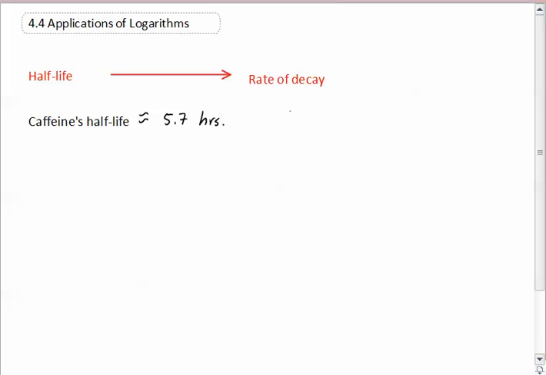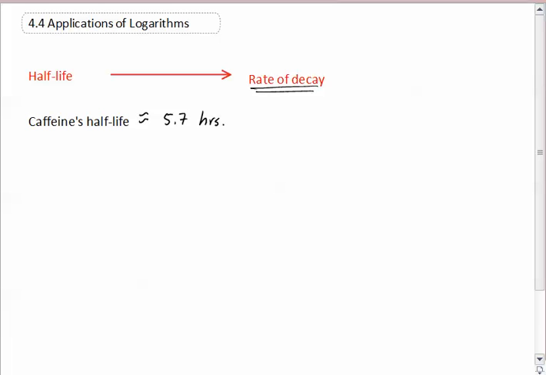So what if I just wanted to ask a simple question like this? How much caffeine is in my system 2.5 hours later? Well, if we get the rate of decay, then it makes it easy to answer those types of questions. So let's go ahead and create a formula using the rate of decay. We're going to deal with caffeine and its particular half-life.